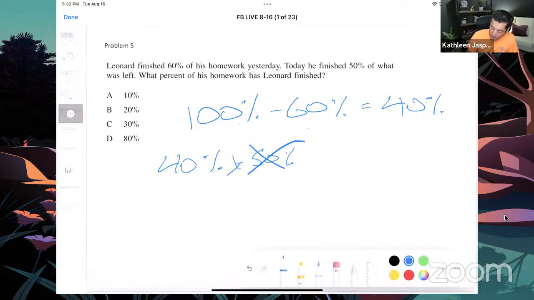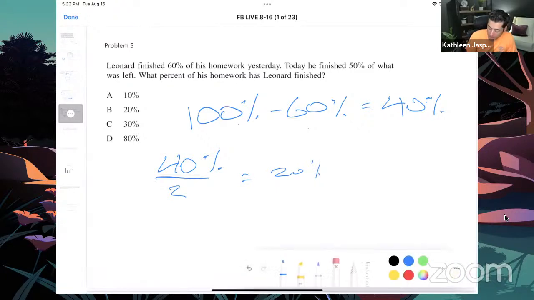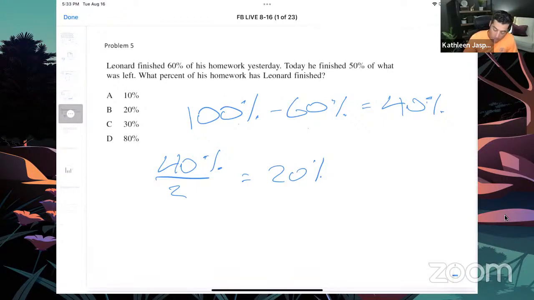But if we think about it, if I did 50% of something, then that means I've done half of it. Well, if I have 40%, I can just divide by 2 and I get 20%. Would that make sense? 20% is half of 40%. What is that? 20%. Okay. So now that's the answer. It's 20% because it's half of 40.